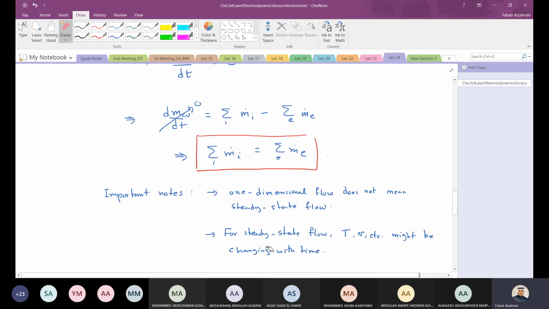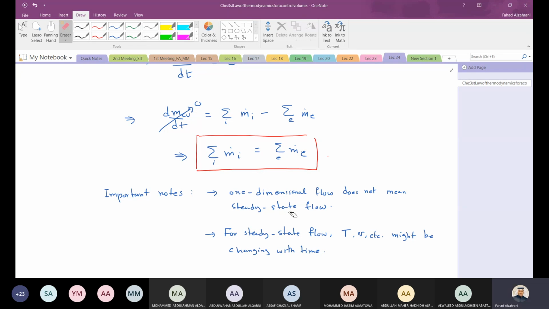The other important note is for the steady state flow, even though the mass is not changing with time, the other properties, maybe temperature, maybe pressure, maybe specific volume, could be changing with time. Okay? يعني أنا عندي 3 kilograms entering the system, 3 kilograms exiting the system. However, my temperature from time 1 to time 2 is different. So let's say at time 1 is 30 degrees, at time 2 is 100 degrees. Okay? So it could be the properties, temperatures, volume, pressure could be changing.